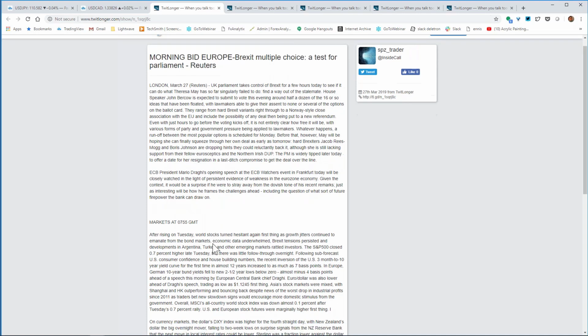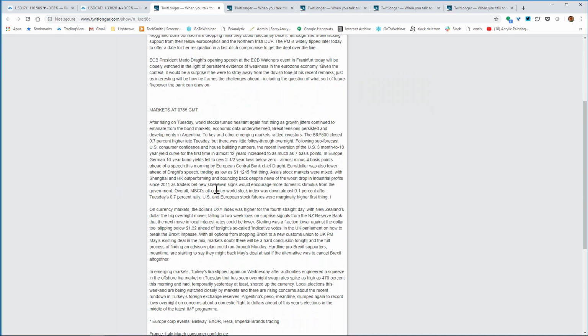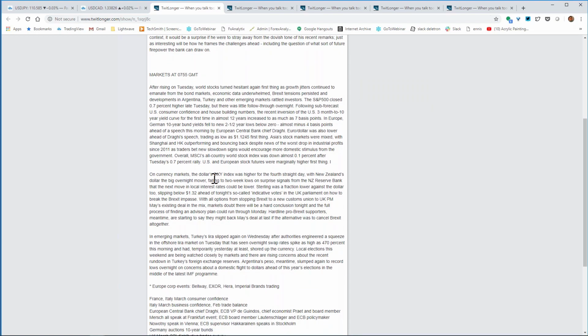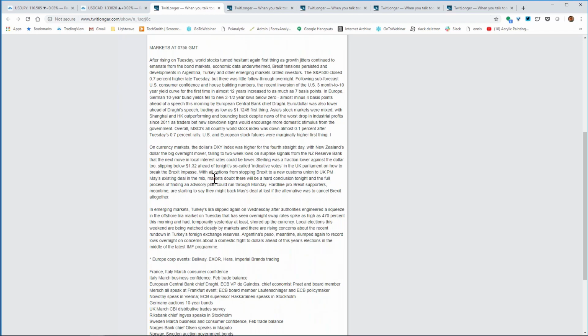After rising on Tuesday, world stock markets are hesitant again, as the growth jitters continue to emanate from the bond markets, economic data underwhelmed, Brexit tensions persisted, and developments in Argentina, Turkey, and other emerging markets rattled investors. The S&P 500 closed up 0.7% on Tuesday, but there was little follow-through overnight, following the sub-forecast U.S. consumer confidence and house building numbers.